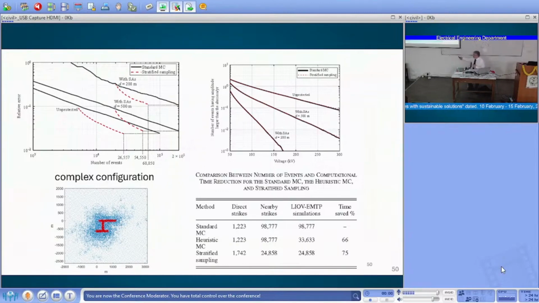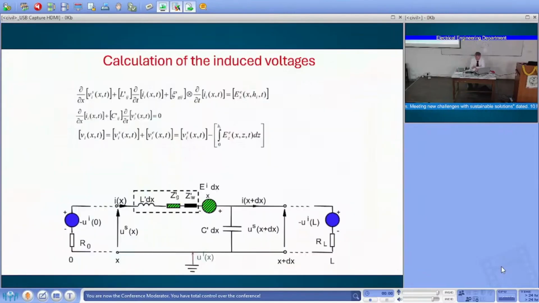And here you can see that on the x-axis there is the number of events, and by using this stratified technique, as the number increases, the error or the confidence interval decreases with respect to the other. So this is the computational advantage.